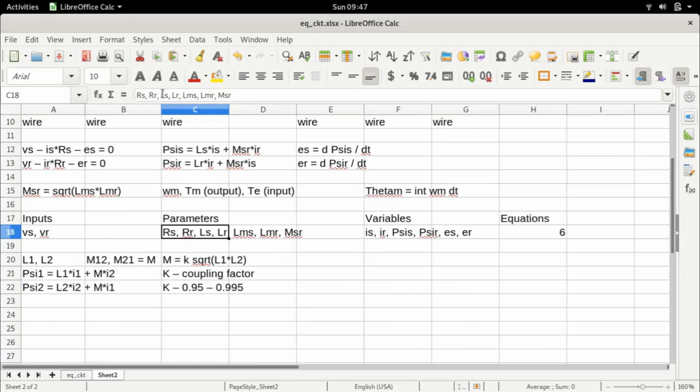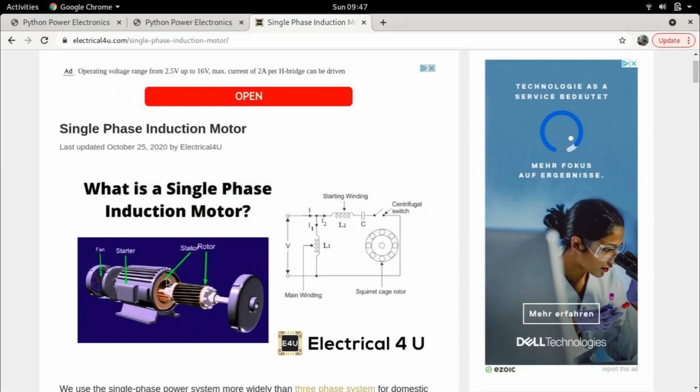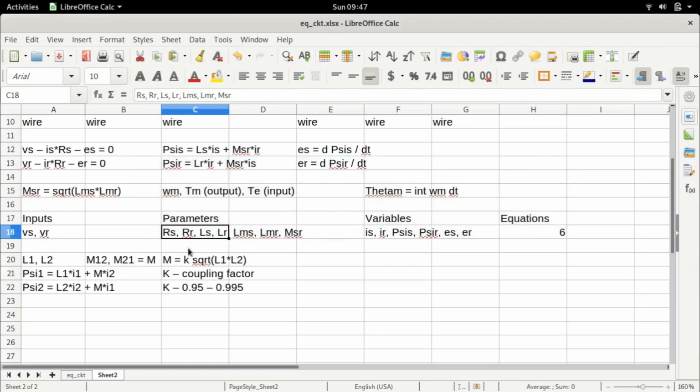So now let's look at the stator inductance and the rotor inductance. If we come back here and have a look, what is the definition of this inductance, inductance LR and inductance LM, or any inductance for that matter? Here we have already talked about it.